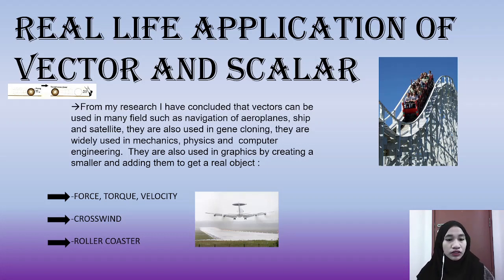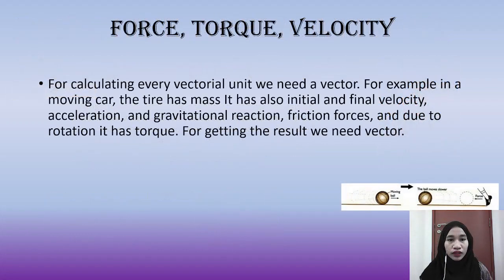For example, firstly, force, torque, velocity. Secondly, crosswind. Thirdly, roller coaster. Let me explain force, torque, velocity. For calculating every vectorial unit, we need a vector. For example, in a moving car, the tire has initial and final velocity, acceleration, gravitational reaction, and friction forces, and due to rotation, it has torque. For getting the result, we need a vector.